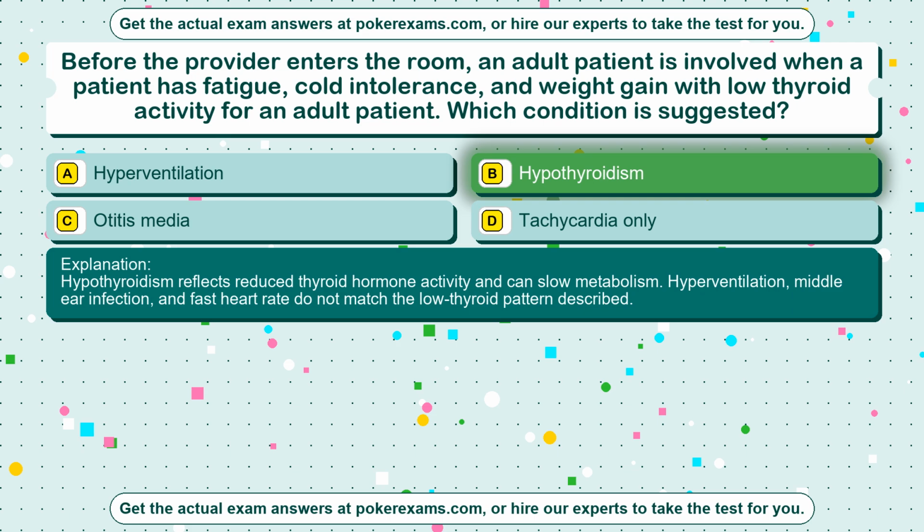Hyperventilation, middle ear infection, and fast heart rate do not match the low thyroid pattern described.